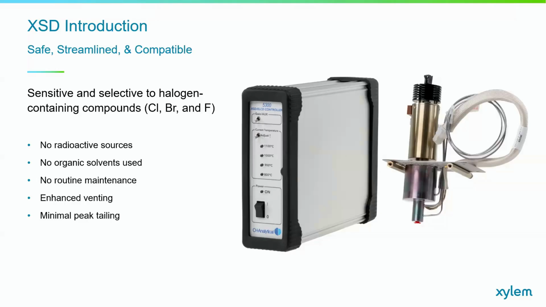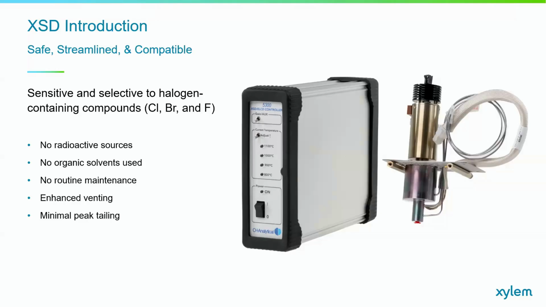It's the same overall detector. It's the same detector itself. So we're still looking at halogen compounds. That's what the XSD does. The XSD offers the safest way to analyze halogen-containing compounds on a GC. It's unique in the fact that it doesn't contain radioactive sources or use organic solvents like other halogen selective detectors.